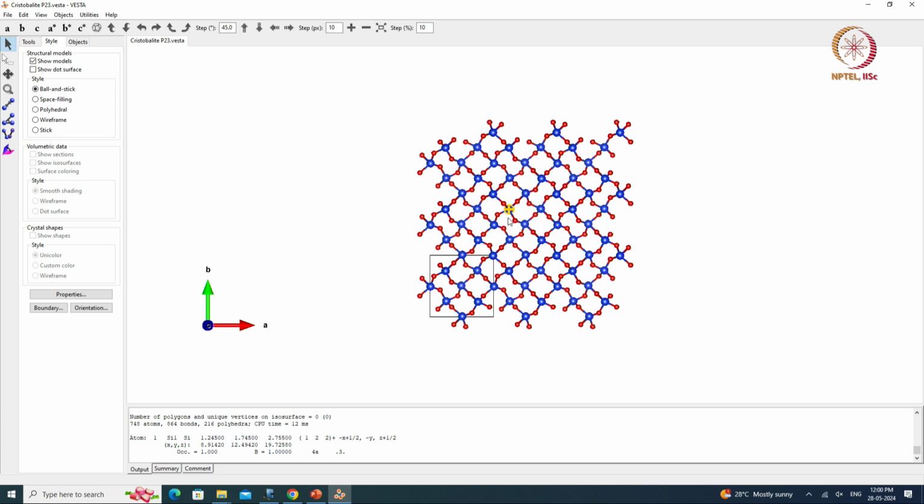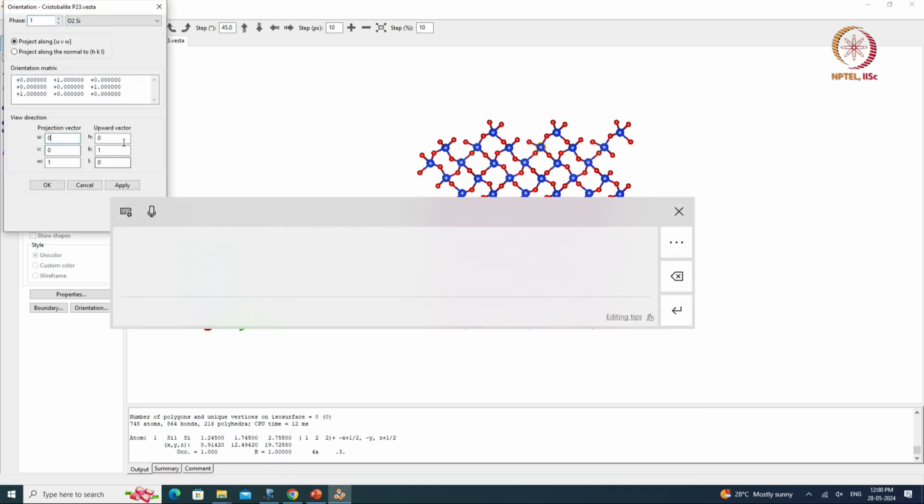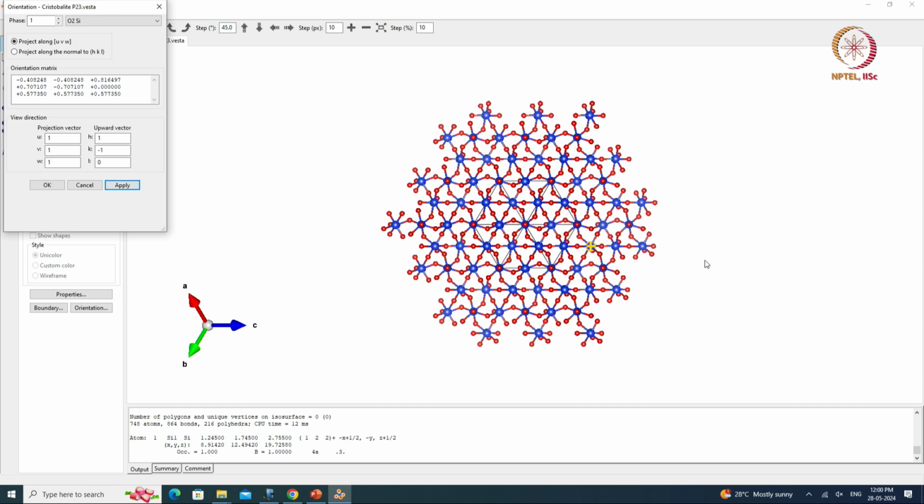So all these are tetrahedra, but they are not arranged in the nice fashion that I was showing you earlier, right. So if I look at it about the A axis or B axis, it is not all arranged in a nice fashion that I am showing you, okay. However, if I look at this crystal, and go to the orientation and orient this crystal about 1 1 1, and then the upward vector can be 1 minus 1 0, and I apply, what I end up seeing is these hexagons, right. So everything is on top of each other, very nice and cozy, right.